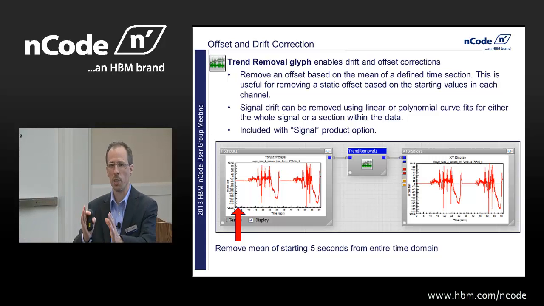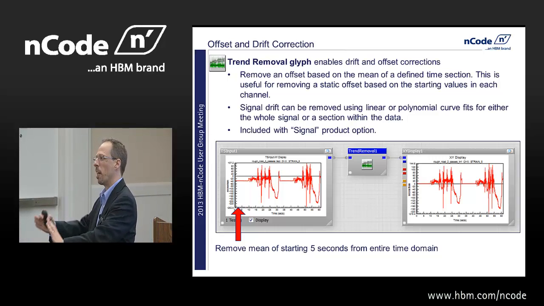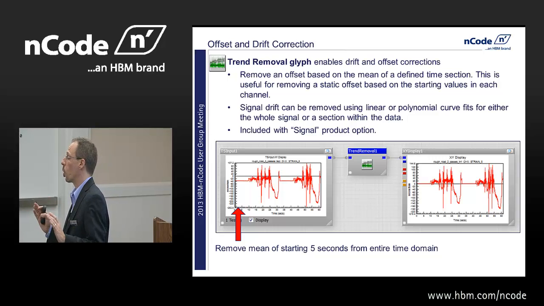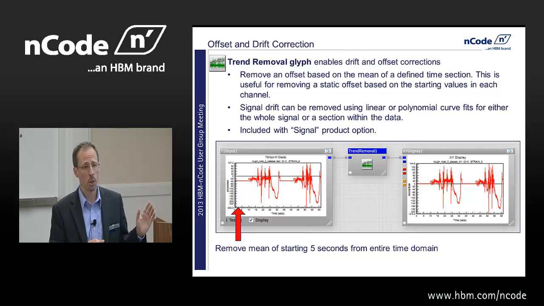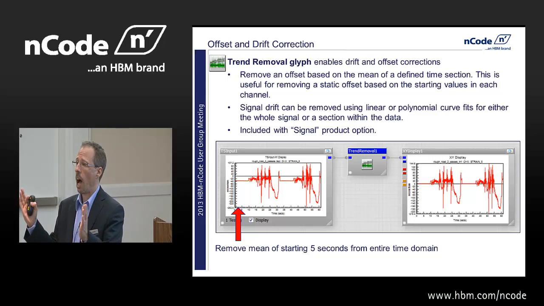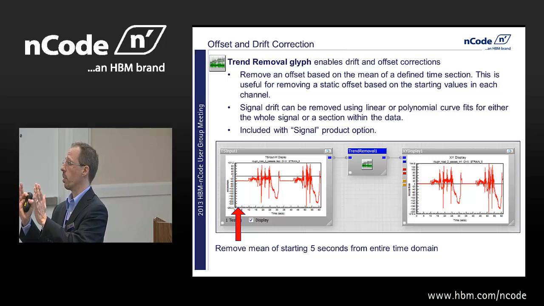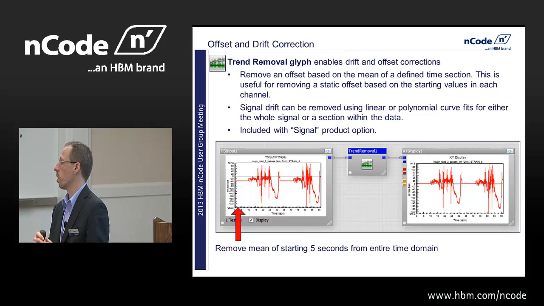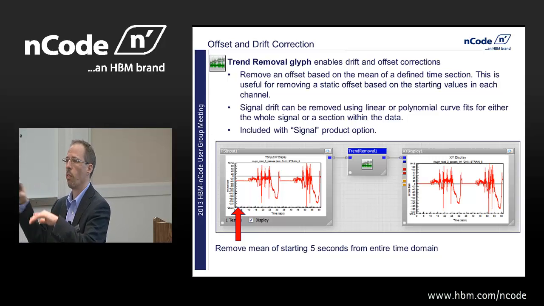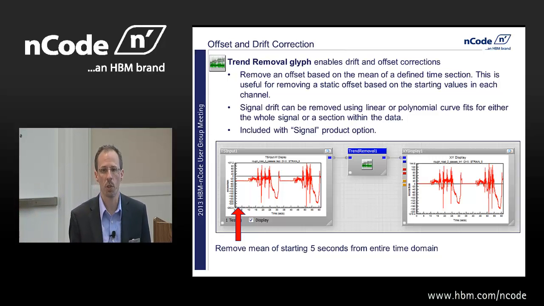You could do this before with GlyphWorks if you were Kurt and you knew what you were doing with different glyphs and extracting sections and calculating metadata and then doing it. So if you're good with GlyphWorks, you could do this. But what we've done here in the trend removal glyph is basically said, I'm going to define a portion of time in this signal and calculate the mean, and whatever the mean is in that portion of the signal, remove it from the whole channel. So again, very useful just for zeroing out channels.